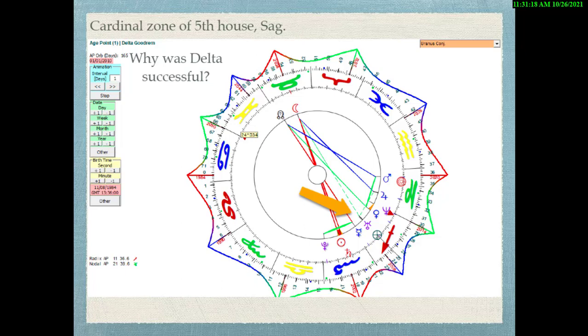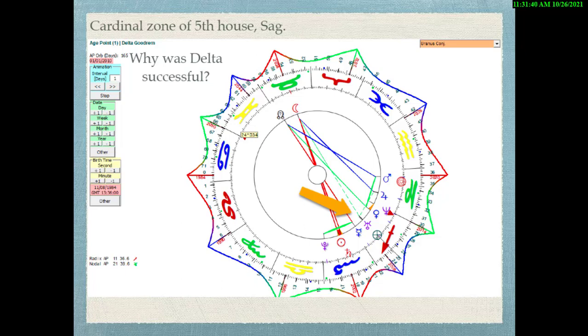It's in the cardinal zone. The environment is able to receive this energy. The 5th house and the age point is where we make our progress in professional life. We tend to be extraordinarily expansive in our desire to conquer the world in one stroke. For Delta, this is especially true in expansive Sagittarius.